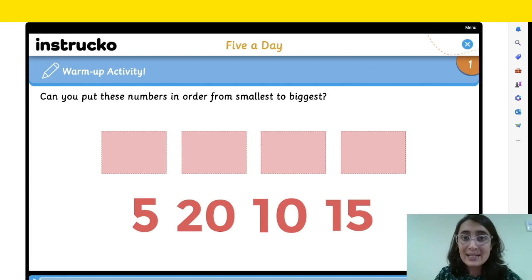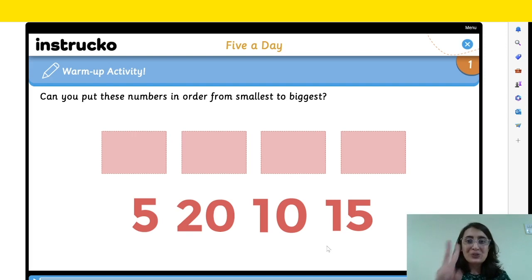We will start our lesson with a warm up activity. In this warm up activity, we have been given four numbers that are 5, 20, 10, and 15. And we have to arrange these numbers from the smallest to the largest. So, for doing that, let's start counting from 1. Whichever number comes first, we will put that number in the first box. So come on, guys, count with me.